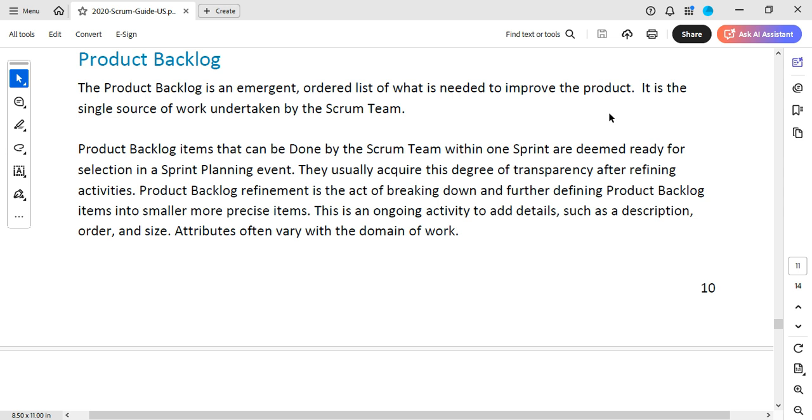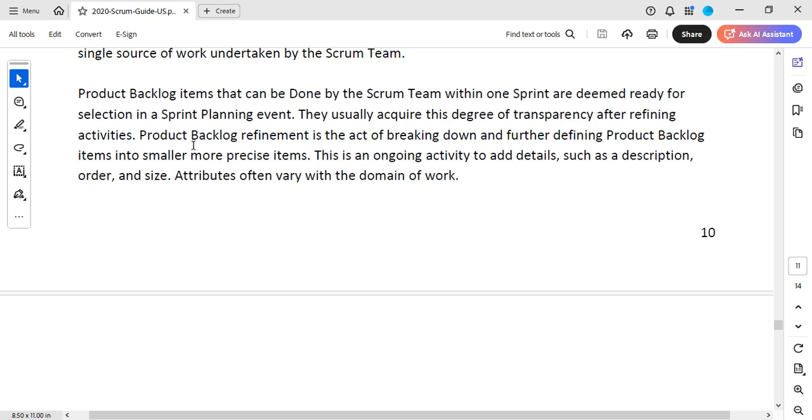Okay, so in this case, the product backlog is emergent. Now he orders the list of what needs to be done to achieve that website. Okay, the product backlog is the single source of work undertaken by the Scrum team. Product backlog items that can be done by a Scrum team within one sprint are deemed ready for selection in a sprint planning event. So when they say something is ready, that means we have selected what we can achieve in this sprint during the sprint planning.